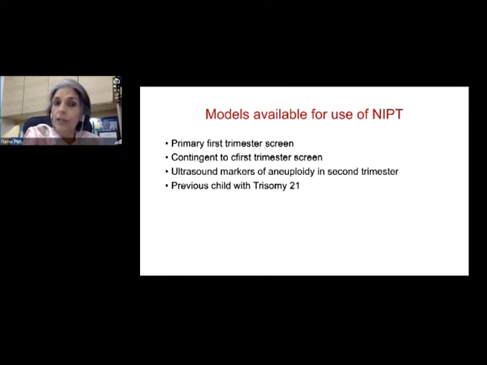You can do a contingent screen. That means you've done the first trimester screen, it comes as a high or an intermediate risk, and then you do the NIPT. Or you see some ultrasound markers for aneuploidy and then do NIPT.